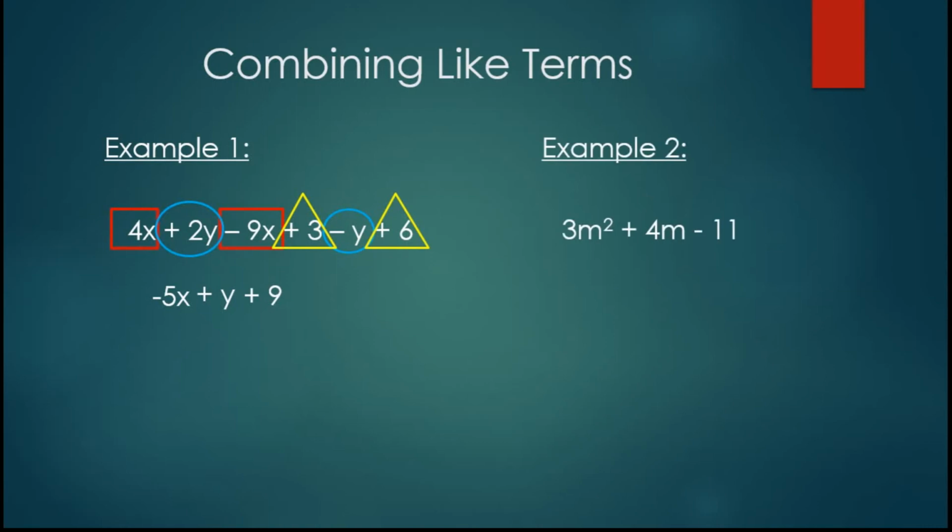Now just to make sure we remember, 3m squared plus 4m minus 11. 3m squared and 4m are not like terms, even though they have the same variable, because on the first term, the m has an exponent of 2. So the exponents have to be the same as well. So make sure we're remembering that and paying attention to that. So on example 2, that expression is already simplified. There are no like terms that we can combine.